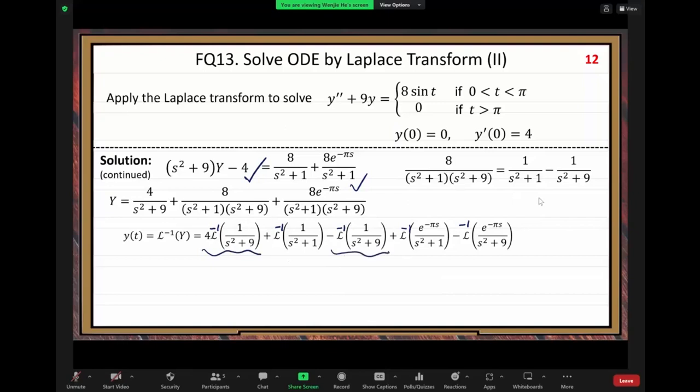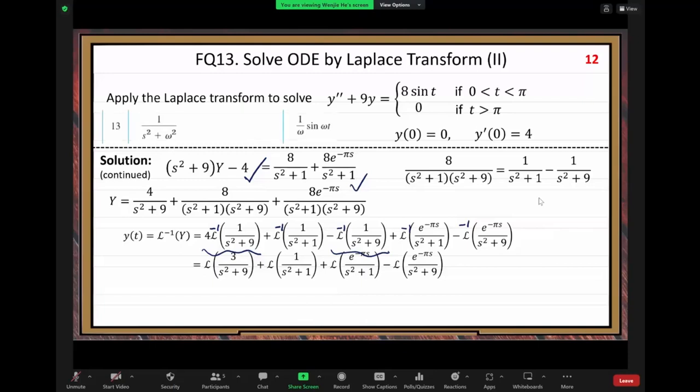Before we apply any formula, we can combine. After 4 minus 1, you get a 3, because 9 is 3 squared. If we put 3 here, there is that sine omega t formula. Same sine omega t, but there is a shift, minus a, where a equals pi. So first we apply the sine formula.